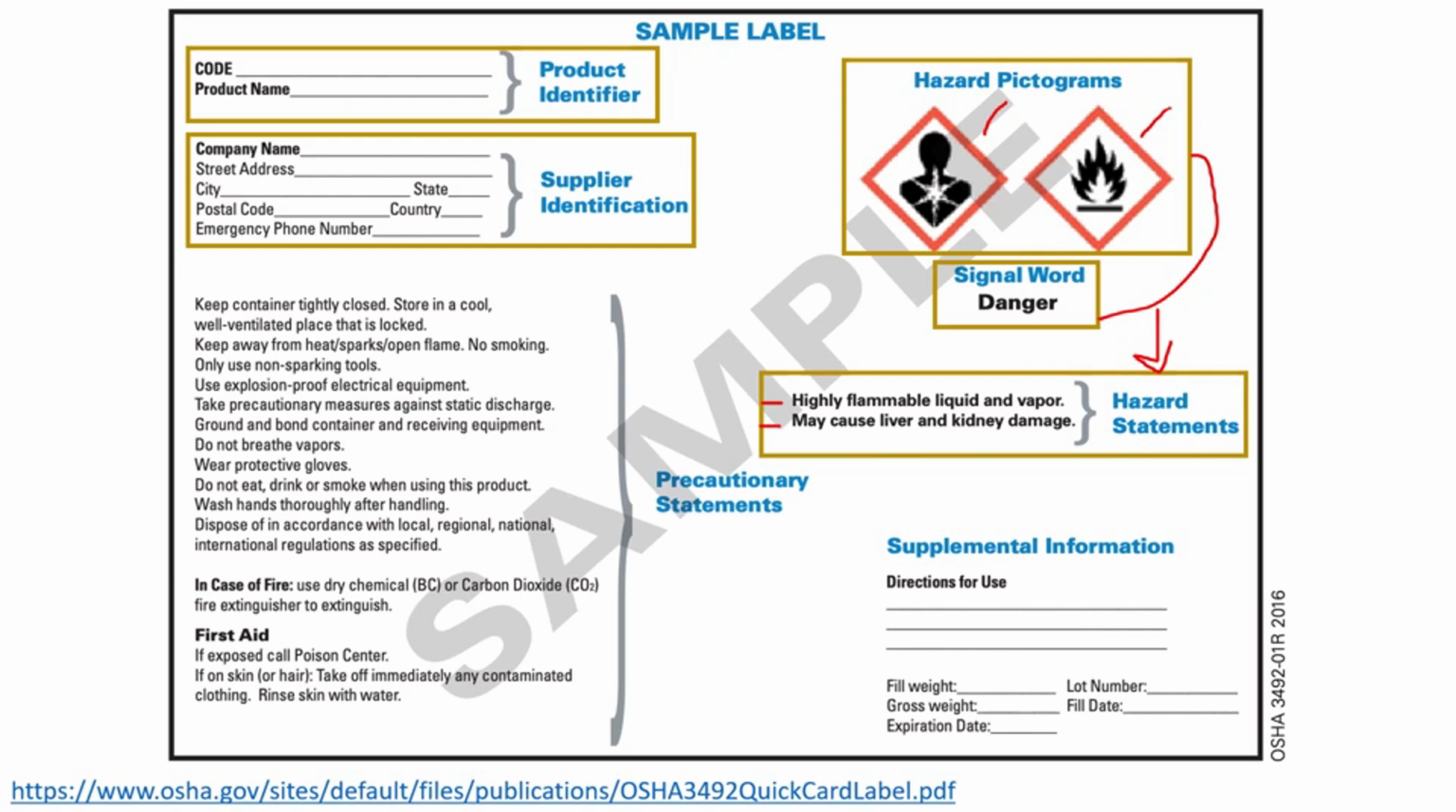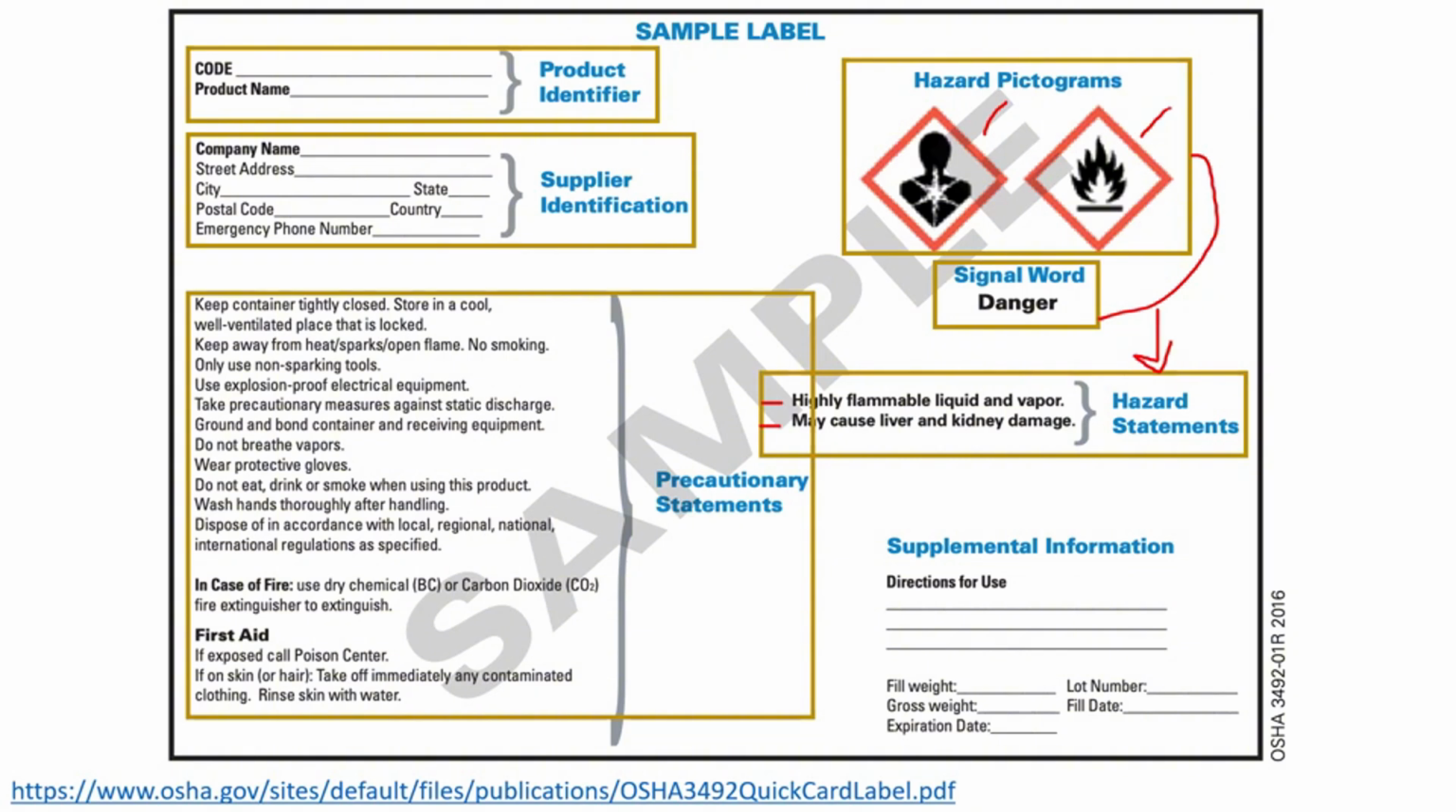The final required component here are the precautionary statements. So we see things here about how to store the material. It says that we need to keep the container tightly closed and to store in a cool, well-ventilated, locked place. We need to keep it away from heat and sparks and open flame because it's flammable. So we see a number of these pieces of information about storage.